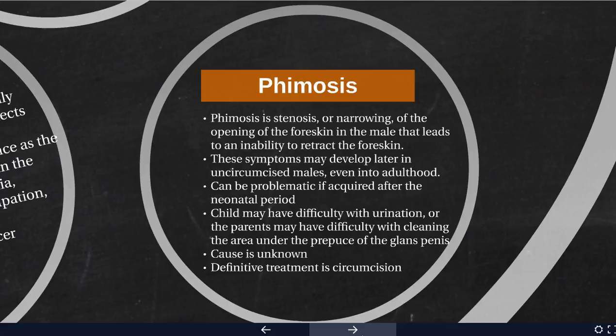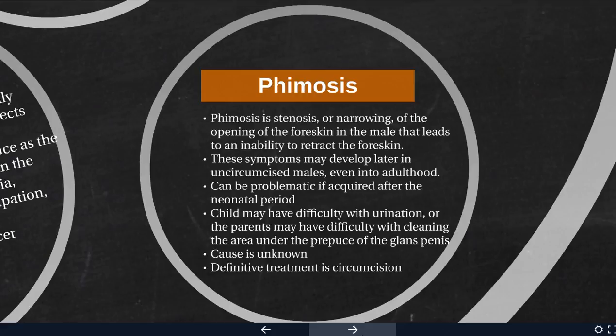The symptoms may develop later in uncircumcised males, even into adulthood. It can be problematic if it's acquired after the neonatal period, because urine and other things fall back down in there under that foreskin, and if they can't retract it to clean, that causes a host of infections and problems for them. The child may have difficulty with urination, or the parents may have difficulty with cleaning the area under the prepuce of the glans penis, which is the area underneath the head of the penis.